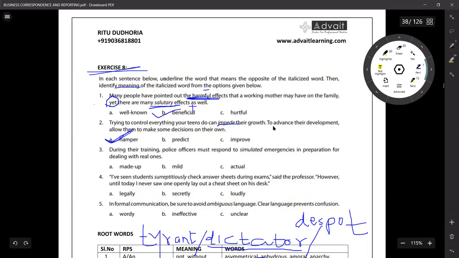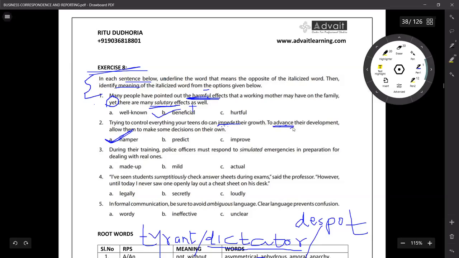So opposite of this, underline the opposite word in the sentence, advance. So in the sentence, you have to underline the opposite words. And from the answer options, you have to select the meaning or the synonym of the italicized word. Now, Punita, impede. Italicized word is impede. You have to tell me the synonym. See, guys, read the directions carefully. In each sentence below, underline the word that means the opposite. In the sentence, you have to underline the opposite. Okay, so I've underlined. The opposite of impede will be advance.